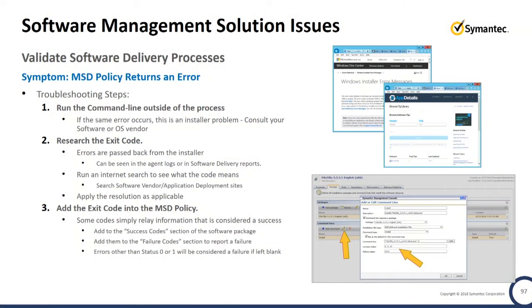If it's not a critical error, then go back into the policy and put in the success code or failure code so it'll continue. So this is just troubleshooting. We found an error. It's stopping the process. I found out that code is okay. It doesn't mean anything. And I can put it in here and prevent it from happening.